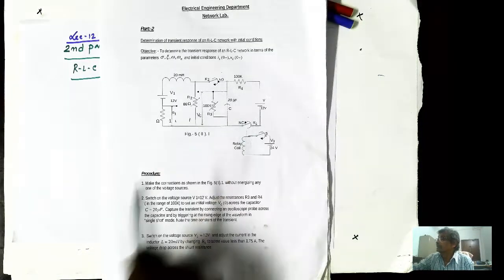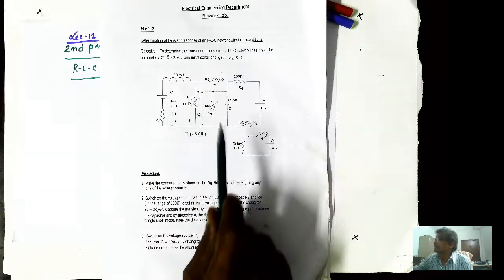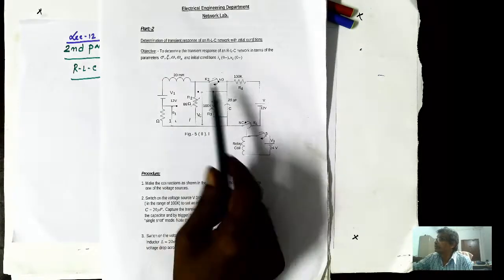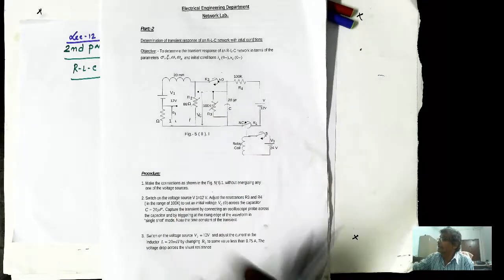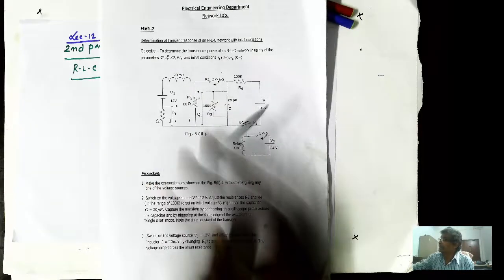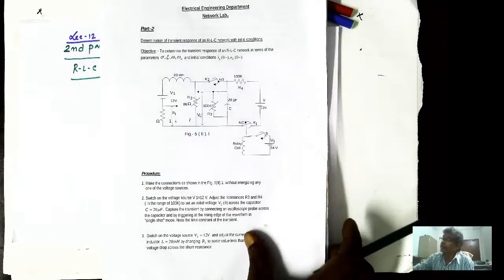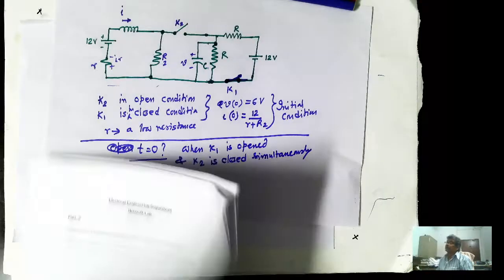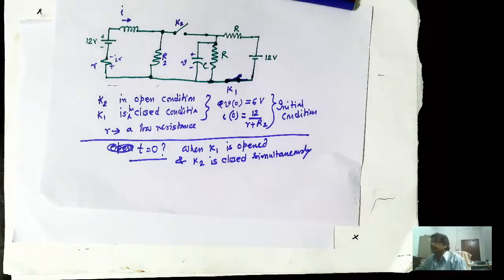There is L, there is capacitance, there are two sources of 12 volt, and there are essentially two switches. This circuit can be simplified and drawn as follows. It can be drawn like this, the same circuit. Here let us try to get the idea of what we are supposed to do.